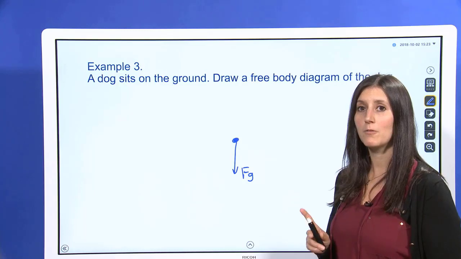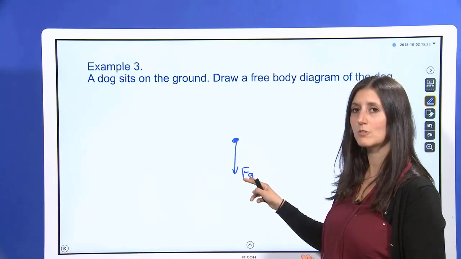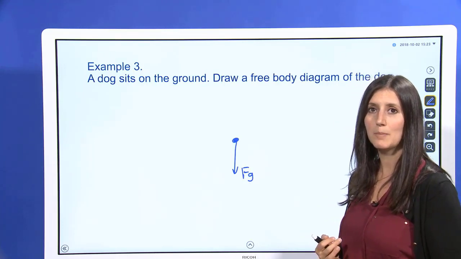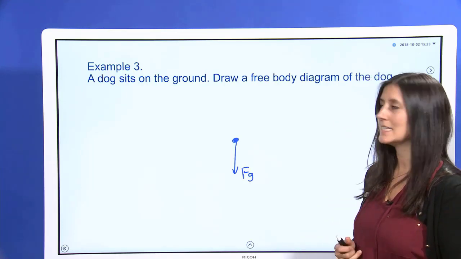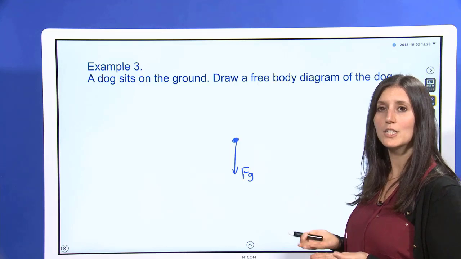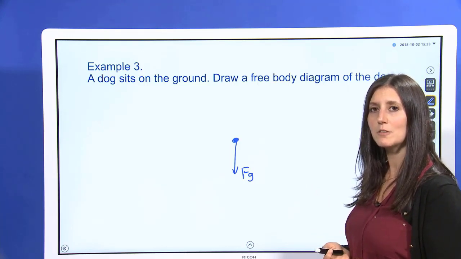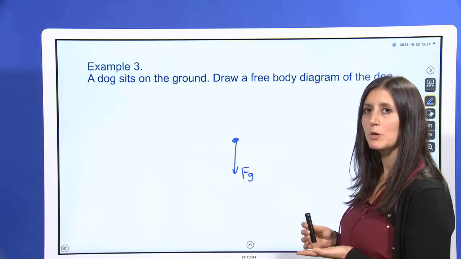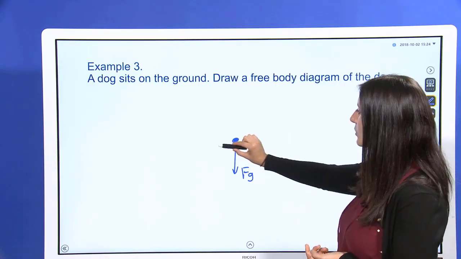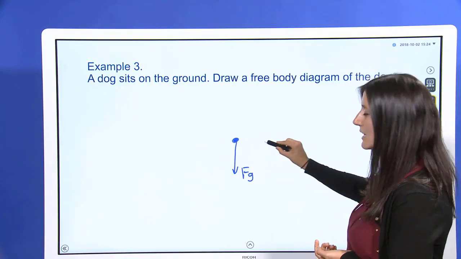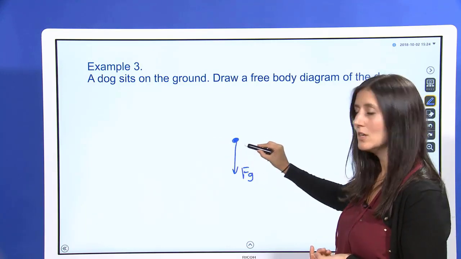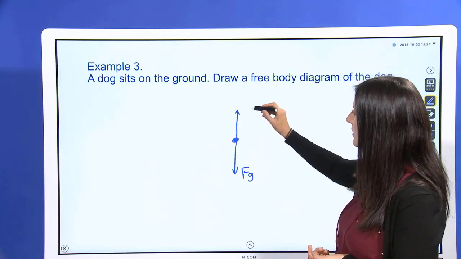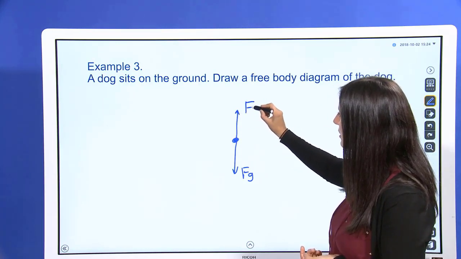So there must be a force that's equal to the force of gravity acting in the opposite direction. Now, which force would that be? The dog is sitting on the ground. It's on a surface. Anytime there's a surface, there would be a normal force. And the normal force acts perpendicular to the surface. So we're going to assume that our surface is level, it's horizontal. So then our normal force would act vertically upward. So this is my normal force over here.